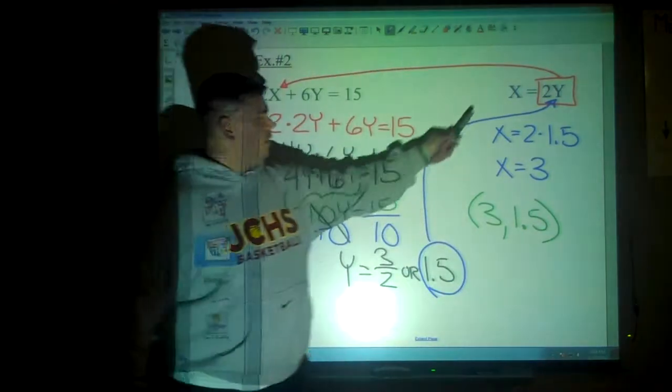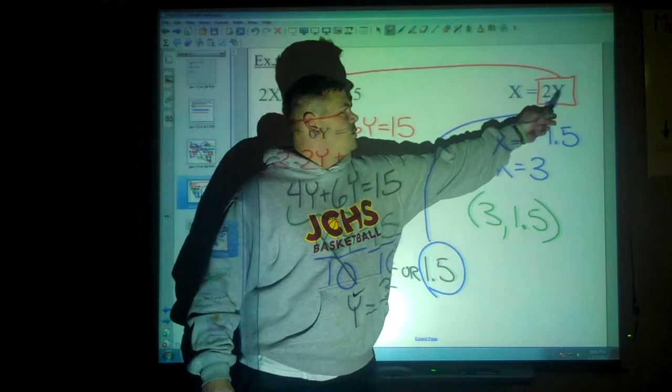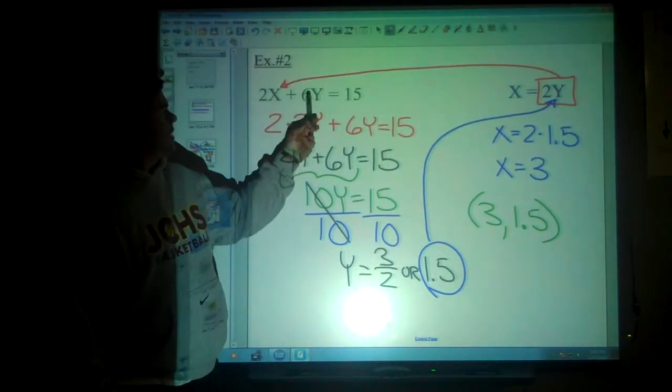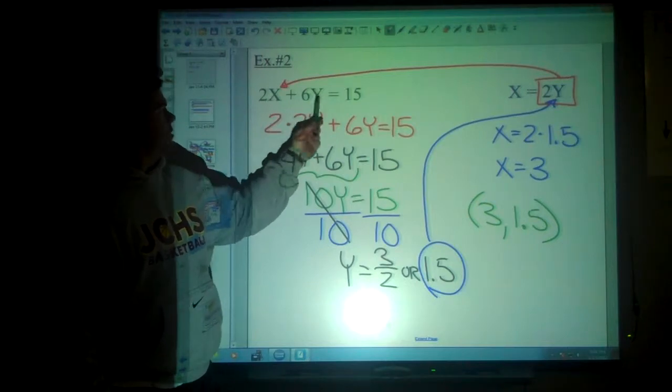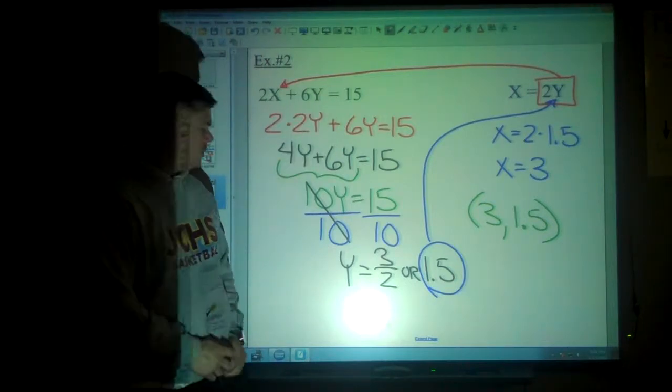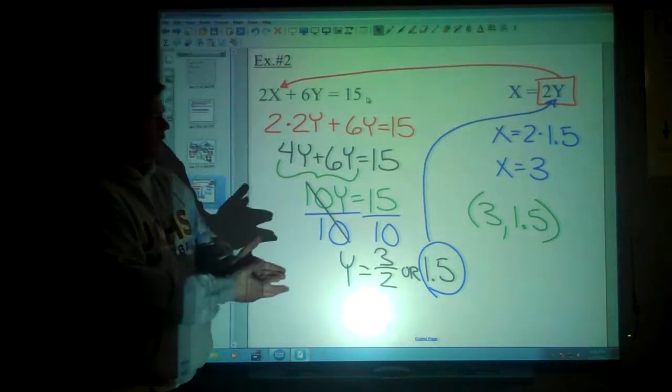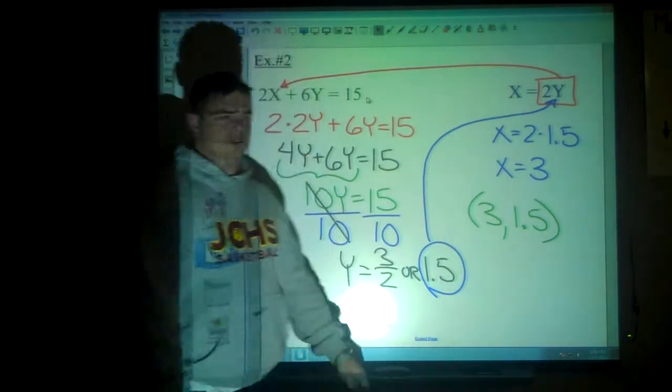We know it works over here because if you plug a 1.5 in, 2 times 1.5 is 3. And if you try it here, 2 times 3 is 6, and 6 times 1.5 is 9. 6 plus 9 is 15. It works in both equations. Again, if you graph this equation and you graph this equation, they would cross at 3 comma 1.5.